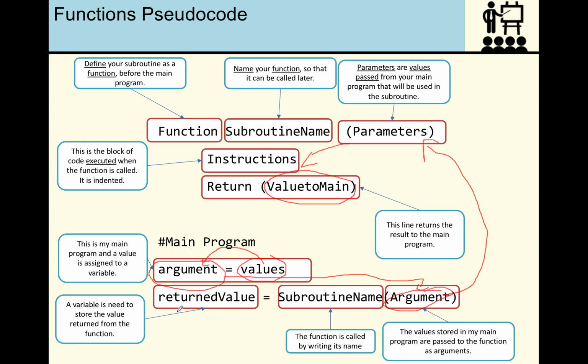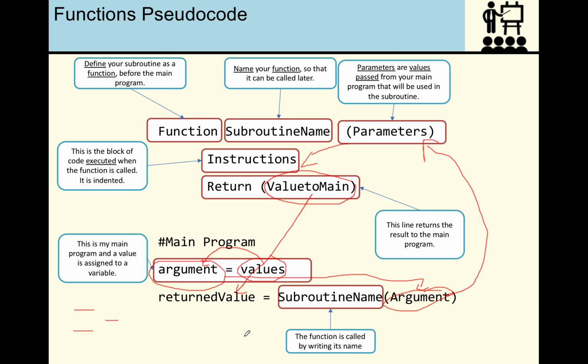So that's what this is here for. I need a variable to store the value returned from the function. So the value is returned to my main program and stored in my variable here.